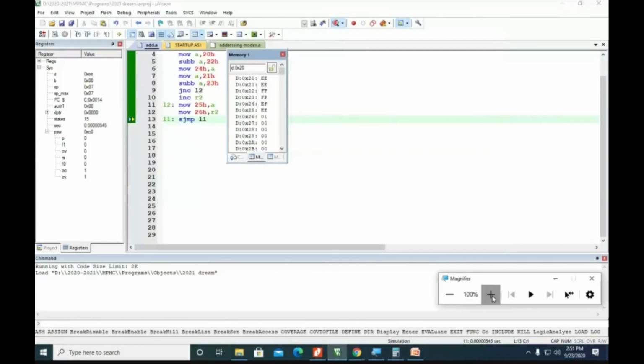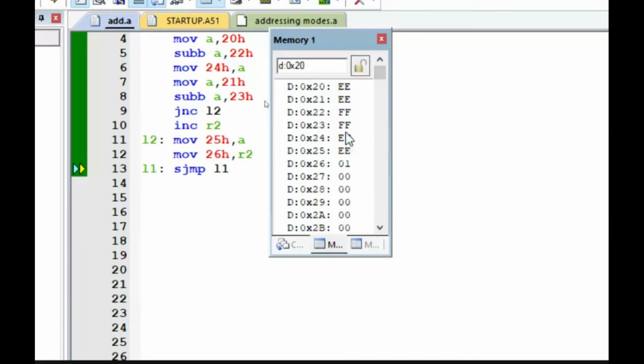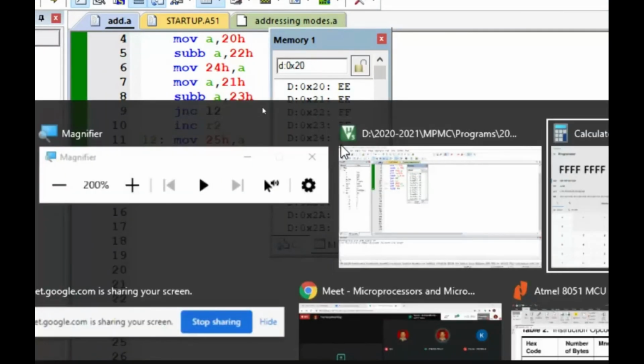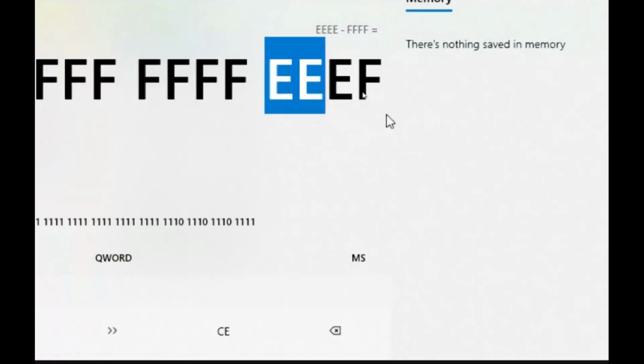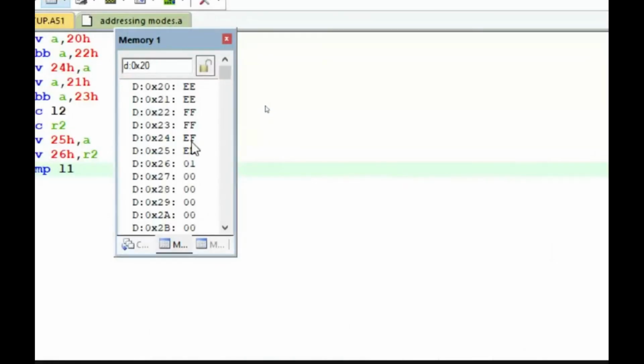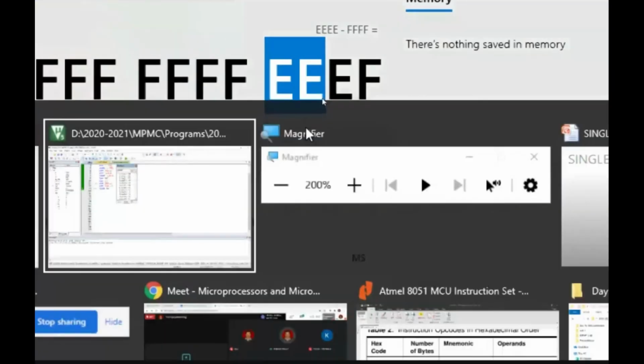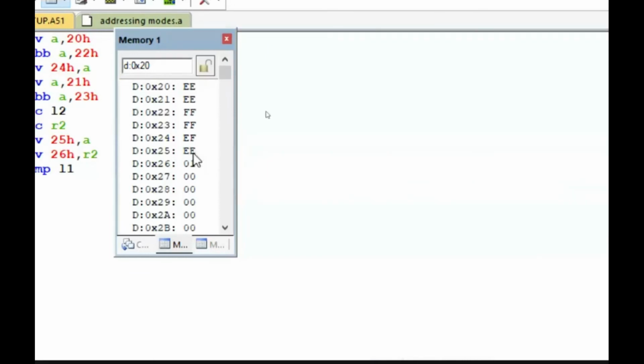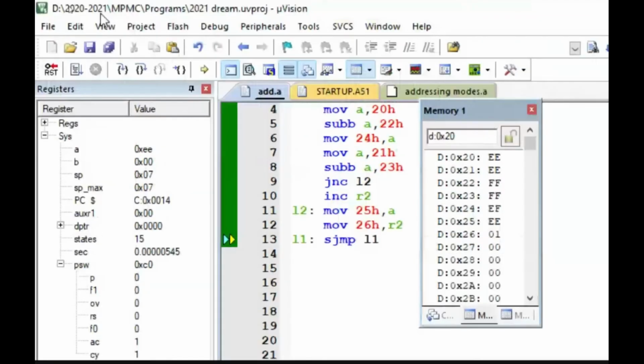Go to the Keil IDE. Here you can see EF EE is the answer. So EF and EE is the answer if you observe carefully. EF is LSB, and EE is MSB. So LSB first, MSB next, and then this flag indicates it is a negative number. This is how we can do the multi-bit subtraction by using the 8051 microcontroller.